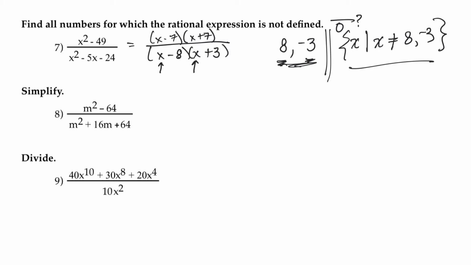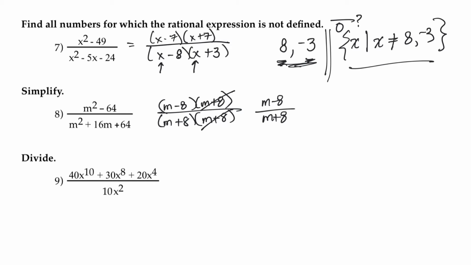Okay, the next question, simplify. Same thing, I need to factor. So the top is another difference of squares. And the bottom, things that multiply to 64 and add to 16. I'm thinking 8 and an 8. Oh, now these are the same, and so I can cancel those. That's a factor of 1. And so I'll be left with that.